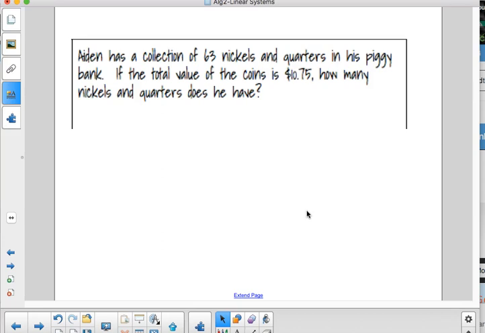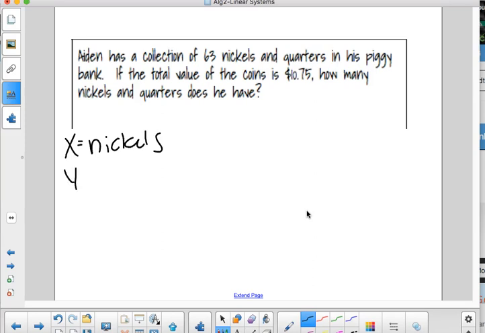So Aiden has a collection of 63 nickels and quarters in his piggy bank. If the total value of the coins is $10.75, how many nickels and quarters does he have? So if you were to draw a picture of this, what would you draw a picture of? Nickels and quarters. So we know that X's are nickels, Y's are quarters.